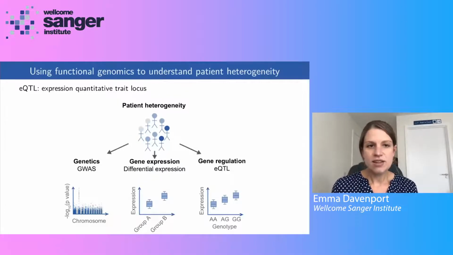There are a number of different data types that we can use under the umbrella of functional genomics to understand patient heterogeneity. The first of these is genetics, and we can use this to conduct genome-wide association studies to identify variants that are associated with different traits and diseases. We can also measure gene expression and look at differential expression between two different groups. So for example, between different subgroups within a disease, or looking at pre and post treatment. And finally, we can combine these two data types together through expression quantitative trait locus, or eQTL mapping, to start thinking about how gene expression might be regulated by the underlying DNA.